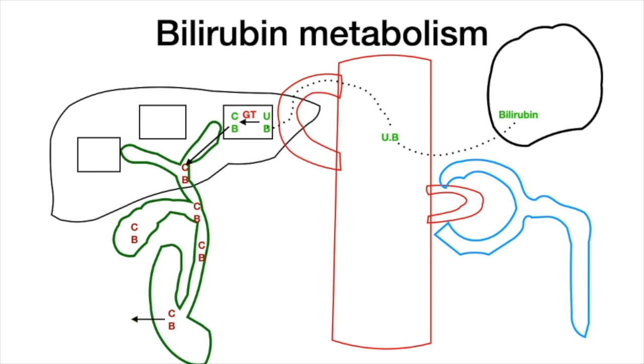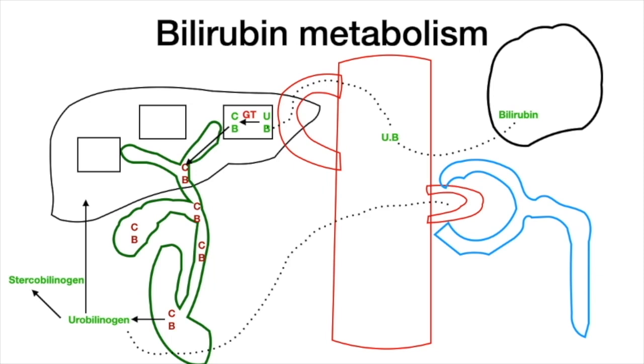From the intestine, conjugated bilirubin is converted into urobilinogen with the help of some microbacteria, and urobilinogen is again converted into stercobilinogen, which is responsible for the yellowish coloration of the stool. And part of urobilinogen is taken up by the liver through the portal circulation, that is called enterohepatic circulation, and some part of the urobilinogen is eliminated through the kidneys. So that's all about the metabolism of bilirubin.